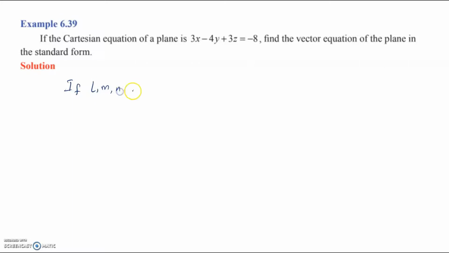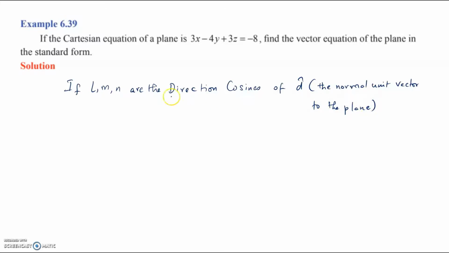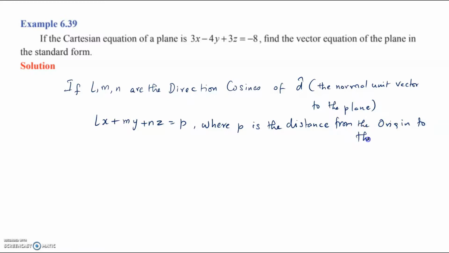L, M, N are the direction cosines of d cap, which is the unit normal vector to the plane, then Lx plus My plus Nz is equal to p, where p is the distance from the origin to the plane.